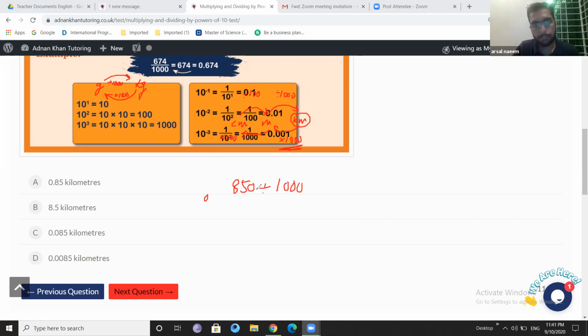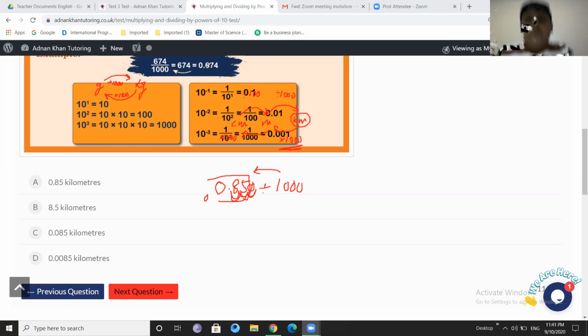A. The point is actually over here. So if we're dividing, we're moving to the left. 3 zeros. So let's move 3 points to the left. 1, 2, and 3. So this has moved 1, 2, and 3. So we have 0.850. That is also equal to 0.85. So yes, A is the right answer. Very nice.